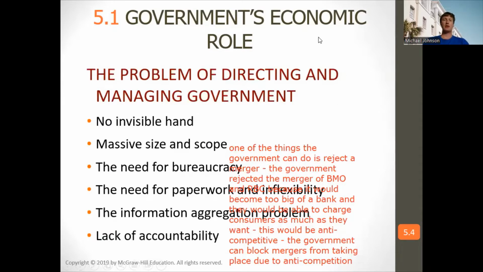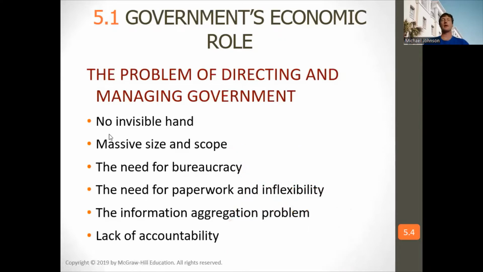And the problem with directing and managing government, there's no invisible hand. So the government can do whatever they want. There's no invisible hand guiding them. There's a massive size and scope of the government, the need for bureaucracy, the need for paperwork and flexibility, the information aggregation problem, and lack of accountability. So there's not a lot of accountability. So the government can do a lot of things and not face a check and balance. So they could make decisions and not face a lot of stakes.